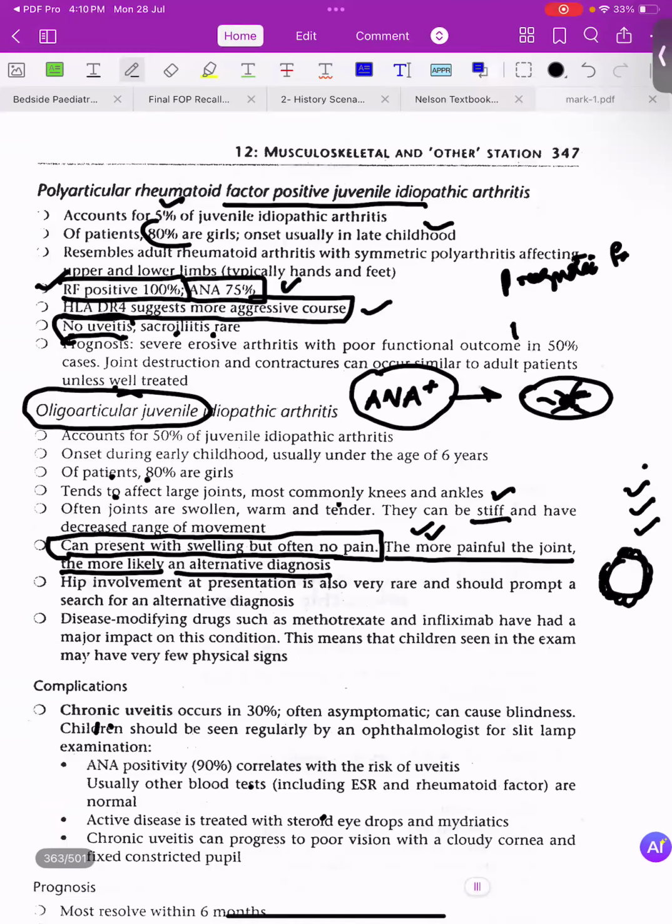The other one is the excruciating pain. The third one, which is very important, is alternating joint involvement. That is migratory arthritis in rheumatic fever. Yes, migratory. Number 4.